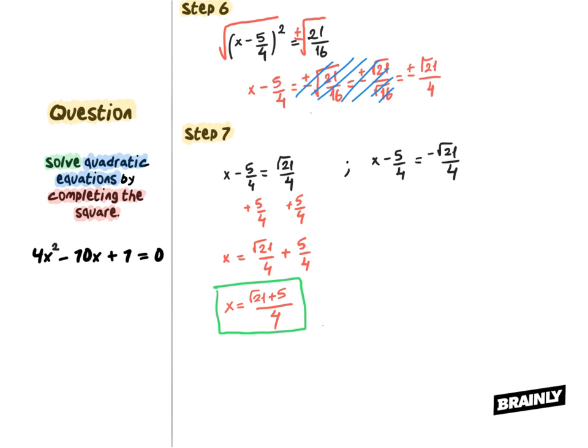And the other, if we add 5/4, we'll get x equals negative square root of 21 over 4 plus 5/4. But again, if you want, you could write this as a single fraction, negative square root of 21 plus 5 over 4, and then that would be your other solution.